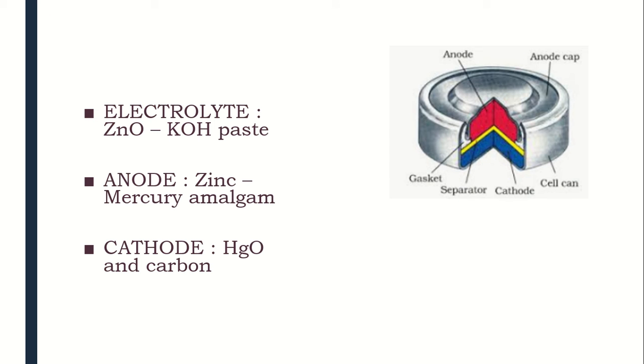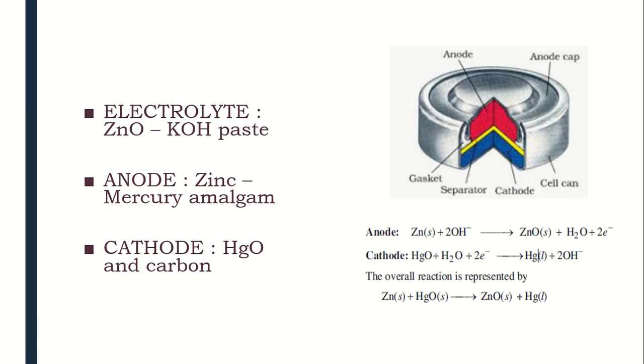The second type of a primary cell that we are going to talk about is the small button cell known as the mercury cell. These are very small, so they are used in devices like hearing aids, electronic watches. They exhibit a cell potential of 1.3 volts. Here, the anode is a zinc mercury amalgam. It's an alloy of zinc. Cathode is HgO and carbon, and the electrolyte used here is zinc oxide and potassium hydroxide paste.